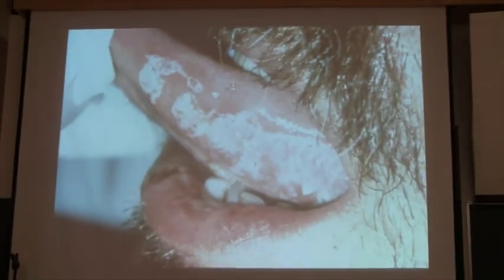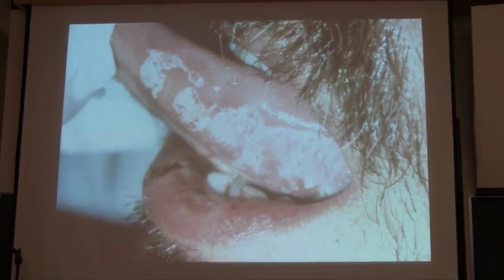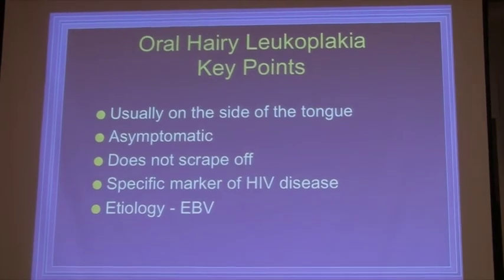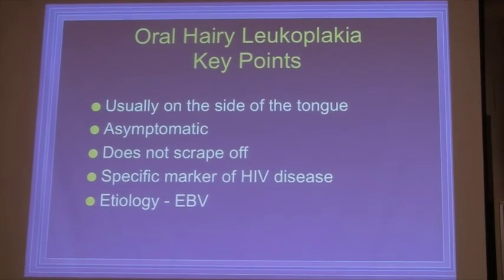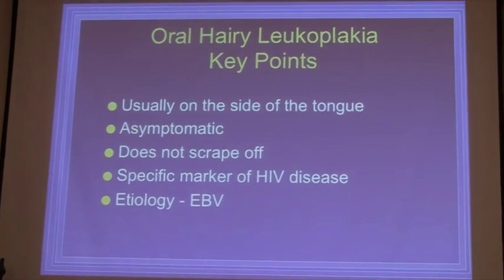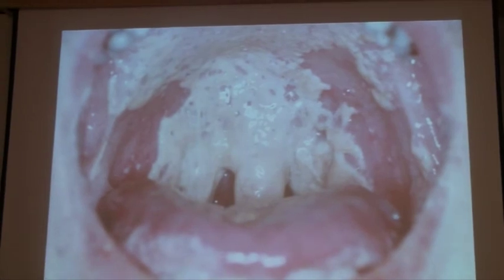Generally, it's asymptomatic. The patients might be aware of it, but they're not complaining of it. It can be treated if the patient's really upset about it, or if it hurts. We can give them high doses of valacyclovir, famciclovir, or acyclovir, and it will help it, but usually we don't treat it because it's usually asymptomatic. We can't scrape it off because it's part of their tongue. It suggests HIV disease, and it's due to Epstein-Barr virus.